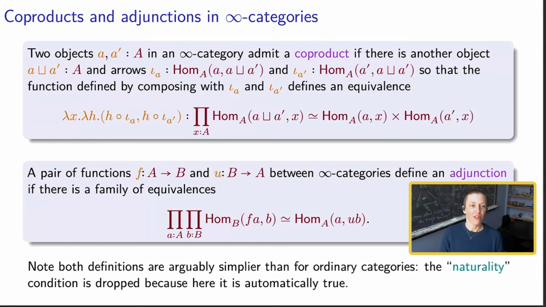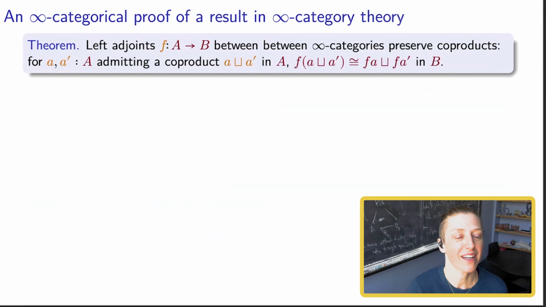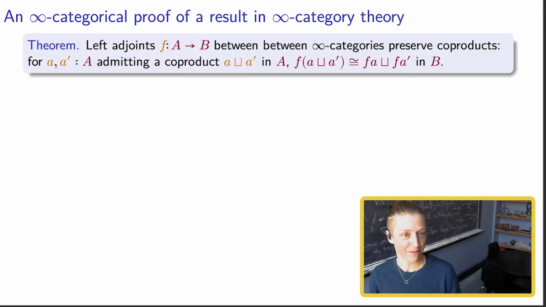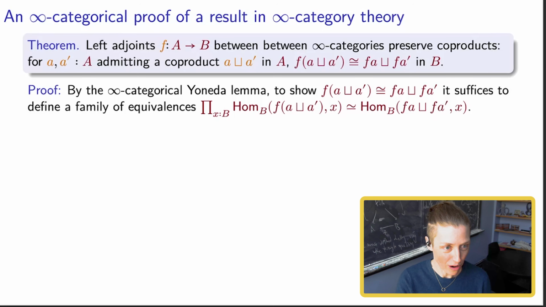Okay. So now I can prove that left adjoints between infinity categories preserve coproducts in infinity categories. So if A is an infinity category with little a and little a prime admitting a coproduct, then F of that object is isomorphic in the infinity category B to F of a coproduct F of a prime. And the proof is the same as before. So we'll use the infinity categorical Yoneda lemma, which I haven't discussed, but works the same way.